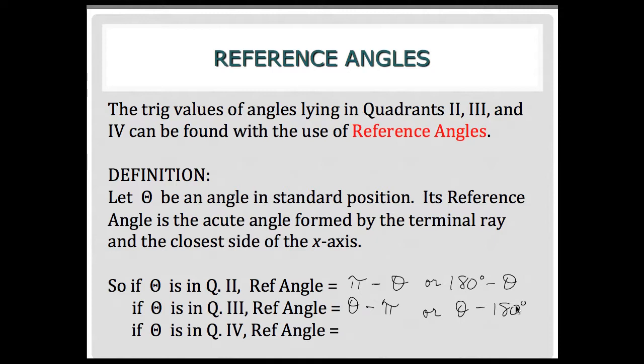If your angle lies in the fourth quadrant, the closest side of the x-axis is now the positive x-axis. So when getting the distance there, the positive side of the x-axis brings you back around full circle to 2 pi, and from that you take your angle. If you were in terms of degrees, it would simply be 360 minus theta. So we're going to be making use of reference angles as we figure out in our head how to evaluate a trig expression.